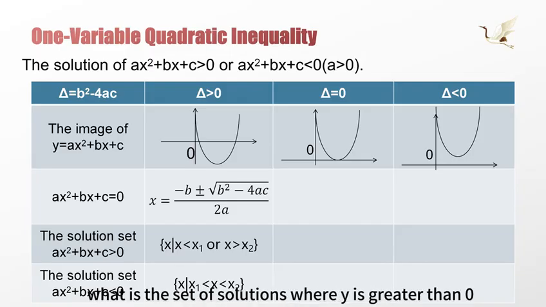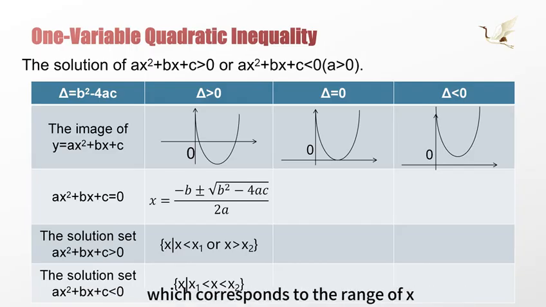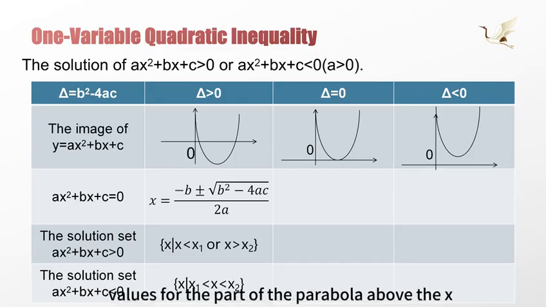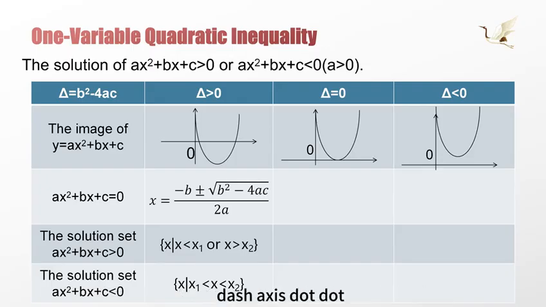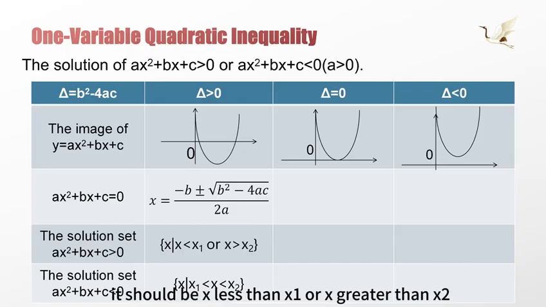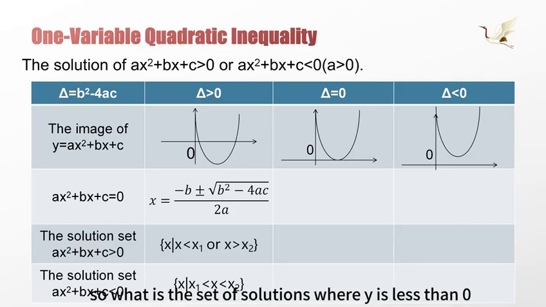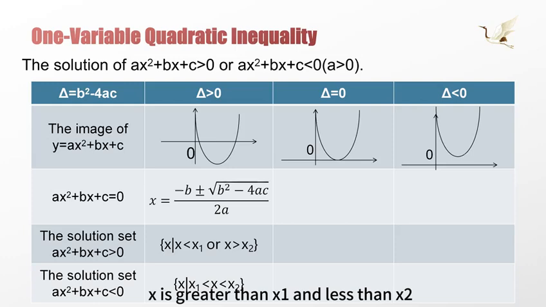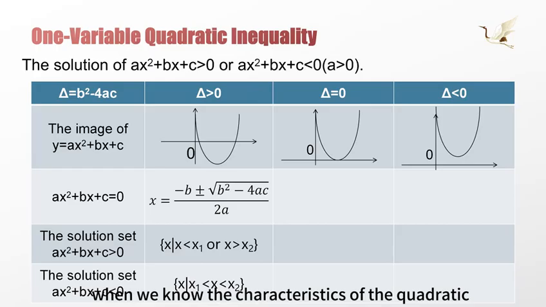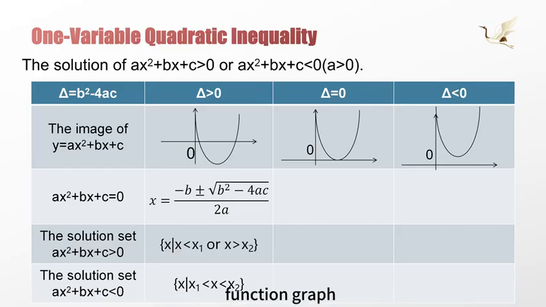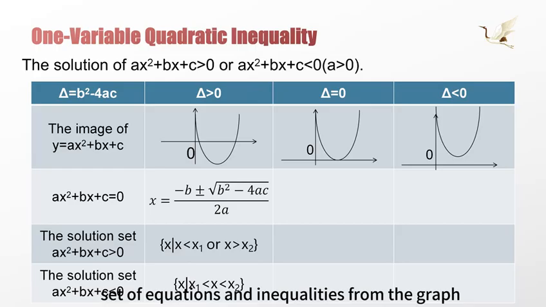What is the set of solutions where y is greater than 0? We can answer by looking at the graph, which corresponds to the range of x values for the part of the parabola above the x-axis. It should be x less than x1 or x greater than x2, expressed in the language of sets. So what is the set of solutions where y is less than 0? X is greater than x1 and less than x2. This is the first type of situation where, when we know the characteristics of the quadratic function graph, we can obtain the corresponding solution set of equations and inequalities from the graph.